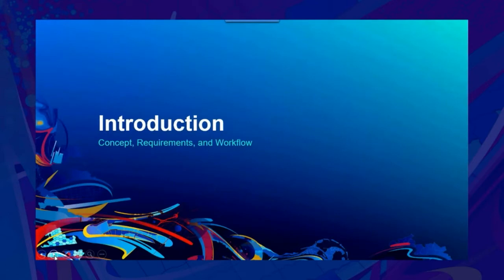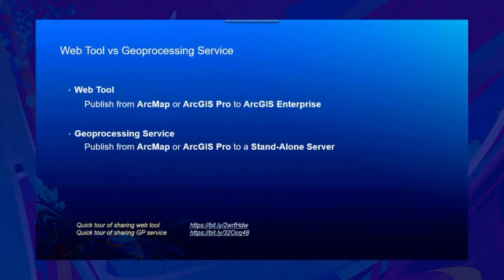All right, so the first part is introduction. Let's look at the differences between the web tool and geoprocessing service. From now on, I will use GP service for geoprocessing service. A web tool you publish from ArcMap or ArcGIS Pro to ArcGIS Enterprise. After publishing, there will be 2 components. The first one is a GP service lying on a federated server. The other one is a portal item, and that web tool portal item lies in ArcGIS portal.